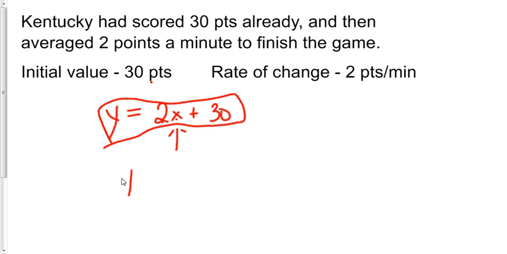If we wanted to say, how many points would Kentucky have to finish the game, if there was 20 minutes left, I would input 20 minutes. And this would simplify down to 70. The new output would be 70 points. That's how these equations work. It's very similar to filling out the function tables.